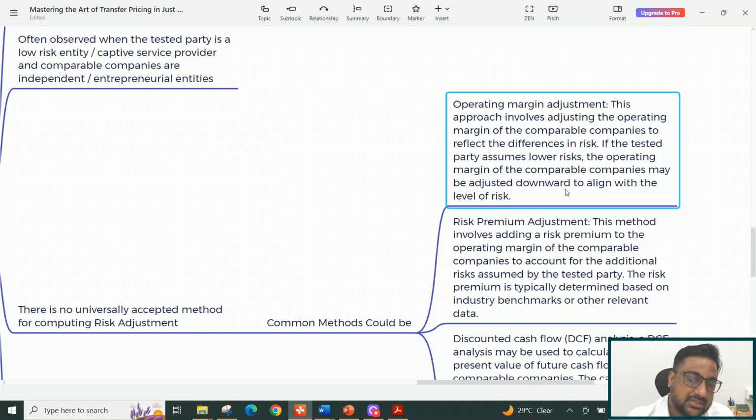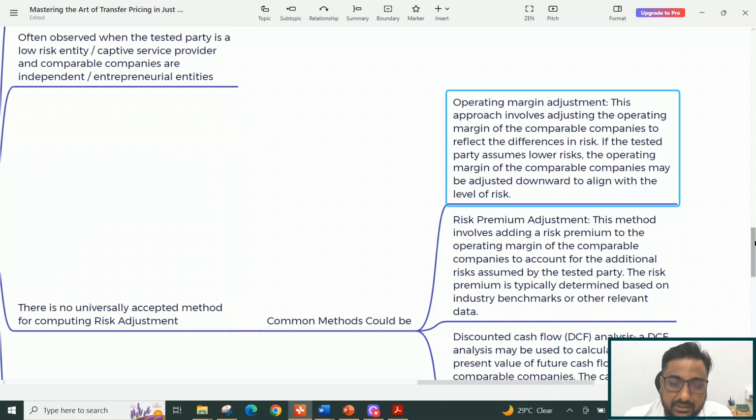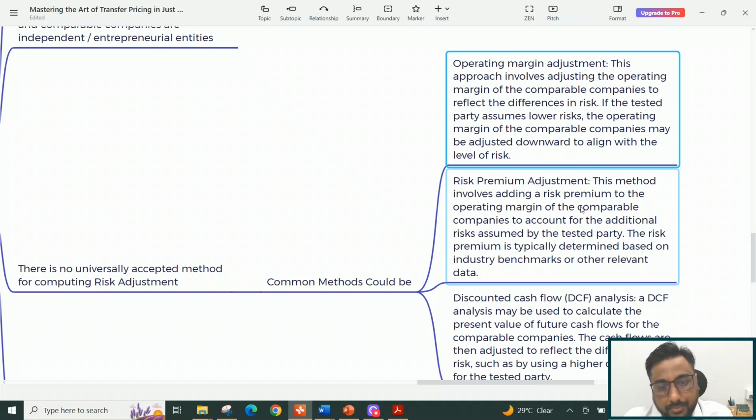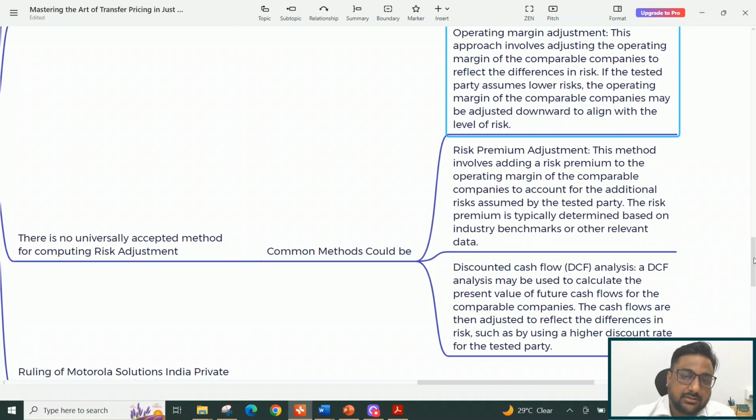Then comes the risk premium adjustment. This method involves adding a risk premium to the operating margin of the comparable companies to account for the additional risk assumed by the tested party. The risk premium is typically determined based on industry benchmarks and other relevant data. Now they will add that risk factor. So in case your tested party is a full-fledged manufacturer, vis-a-vis comparable companies that are low risk entities, in that case you can add that particular risk premium to the comparable entities and appropriately arrive at the arm's length margin or arm's length rate.